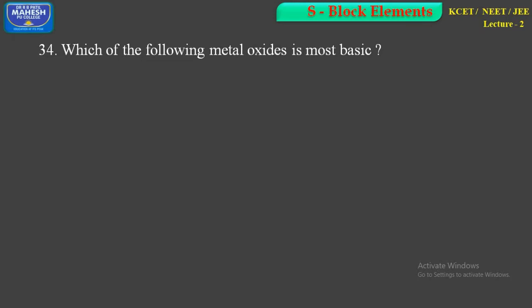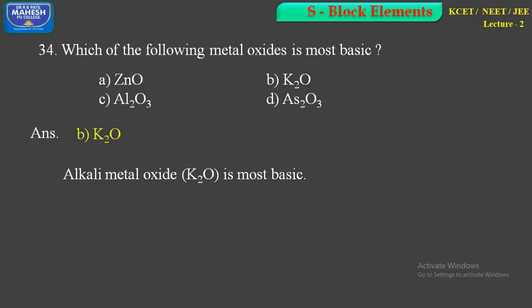34 question. Which of the following metal oxides is most basic? Options. Option A, zinc oxide. Option B, potassium oxide. Option C, aluminium oxide. And option D, arsenic oxide. Students, alkali metal oxide, that is potassium oxide, is most basic compared to the rest of the oxides given. Thus, option B is the right answer, potassium oxide.